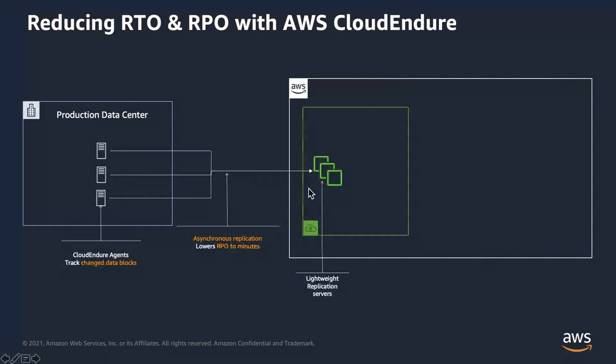And asynchronously, this data is being replicated to lightweight replication servers. This is part of the AWS CloudEndure service. You don't have to worry about this. AWS takes care of this. The replication is asynchronous, which means as soon as the data is changed, we'll try to replicate those change blocks over to these lightweight replication servers in AWS. This reduces your RPO to seconds or minutes, right? Depending on the change rate, the amount of data changing, the bandwidth you have, and the latency you have, it could vary from seconds to minutes.